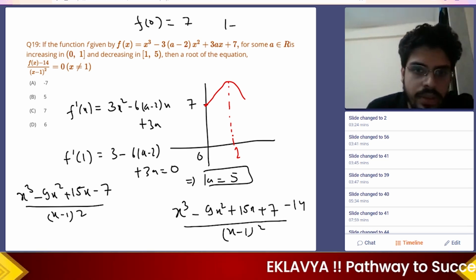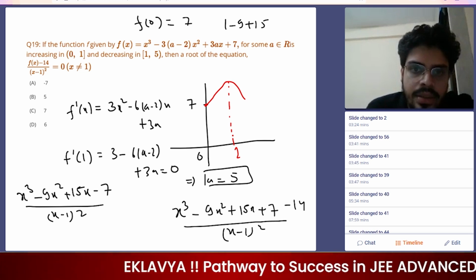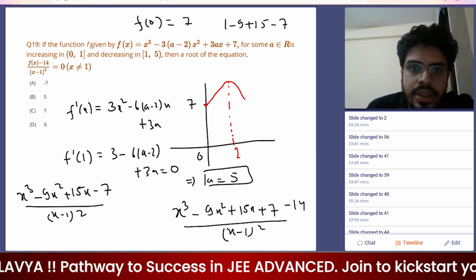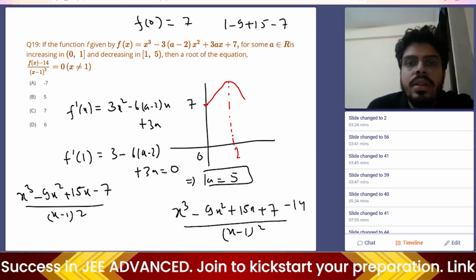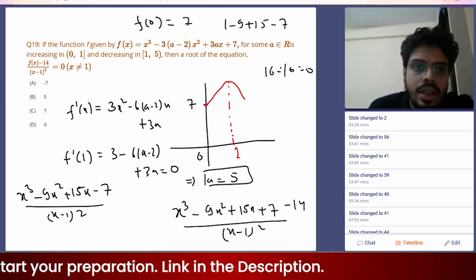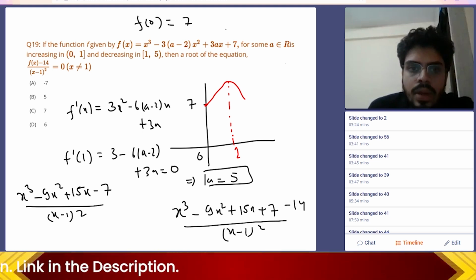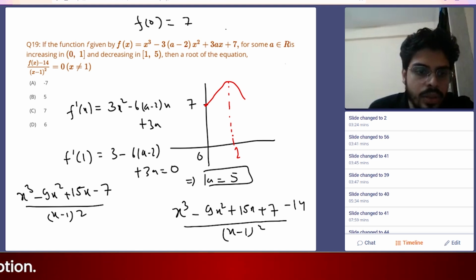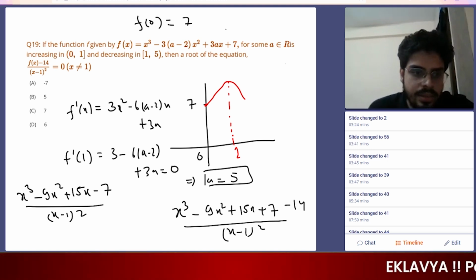X equal to 1. 1 minus 9 plus 15 minus 7. Yes. So 1 minus 9 minus 7 is minus 16, 15 plus 1 is 16. So it is 0. So we can see that x equal to 1 is one of the roots. So how can I write this?